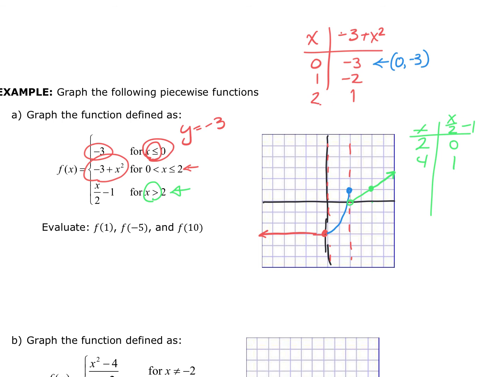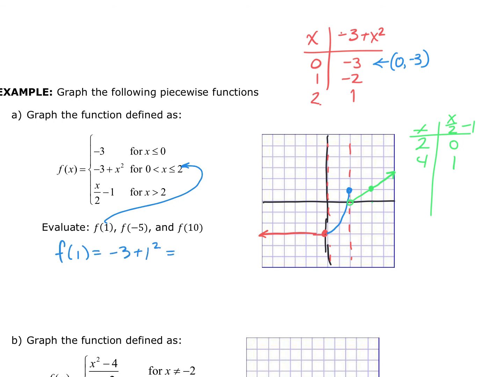Once again, I want to look at which piece I want to use when I evaluate f of 1, f of -5, and f of 10. So if I am doing an evaluation of f of 1, it's going to land right here. So I'll use this piece. In fact, let me use it in blue because I want to do that color association. So f of 1 is going to be -3 plus 1 squared, which is going to be -2.